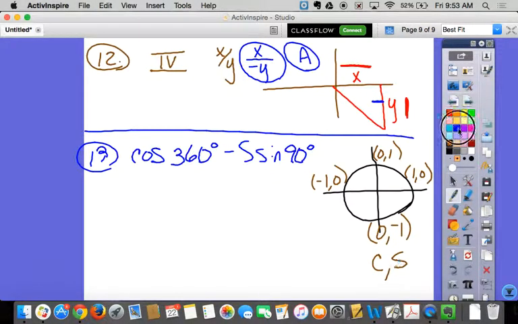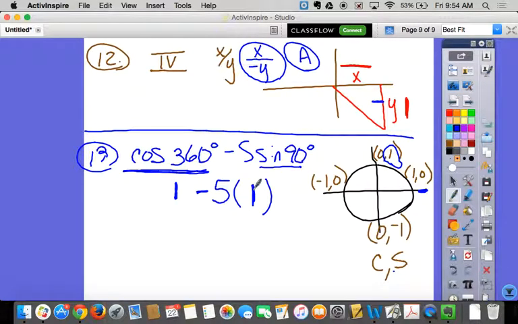So, if you're looking for 360, that's over here. Cosine is the first one, so that would be 1. That takes up this whole thing. Bring down your minus. Now the 5 is out front, and then you're going to tell me what sine of 90 is. Sine is the back one. That's a 1. Then you just work it out. 1 minus 5, negative 4. That would be option A.